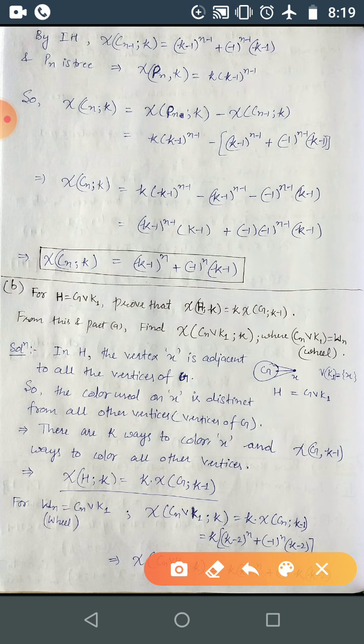Correct? From here, if you will solve, or you can just take this common, or nothing is common, k minus 1 raised to power n minus 1 and k minus 1. Correct? So here from here to here you are just taking common k minus 1 raised to power n minus 1 out, then inside it will be from these two terms. So inside it will be k minus 1. So here we got, correct?